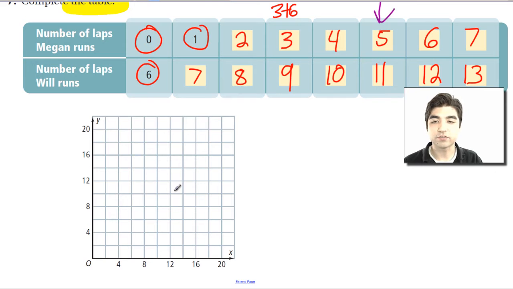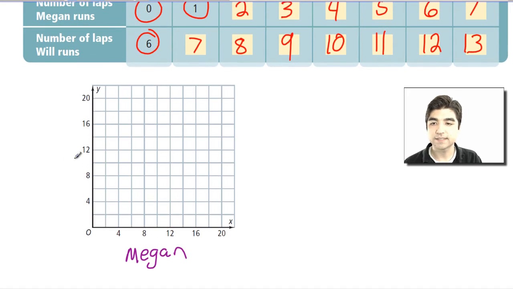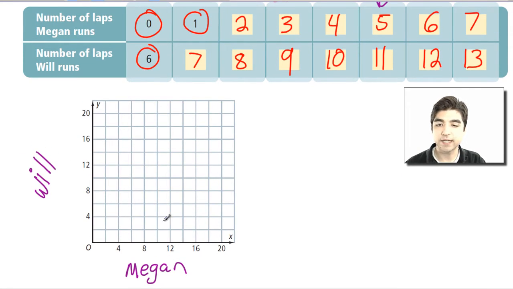Another way is using a graph. Let's make this bottom axis Megan, and let's make this side axis Will, the number of laps that Will ran. When Megan runs 0 laps, Will has already run 6. When she's run 1 lap, Will has already run 7. Then we've got 2 and 8. I'll skip to 4 and 10. I'll skip to 8. We don't even have a data point for Megan at 8.